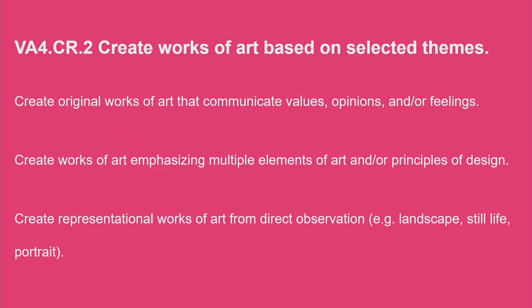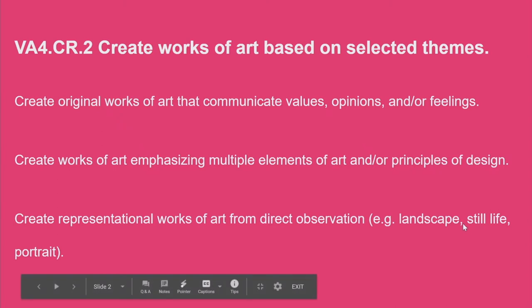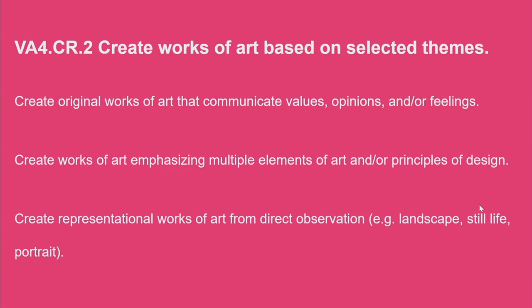This lesson covers the Georgia visual art standard: create works of art based on selected themes. Create original works of art that communicate values and opinions and feelings. Create works of art emphasizing multiple elements of art and principles of design. And create representational works of art from direct observation, like a landscape, a still life, or portrait. And that's what we're going to focus on today, outdoor landscape.